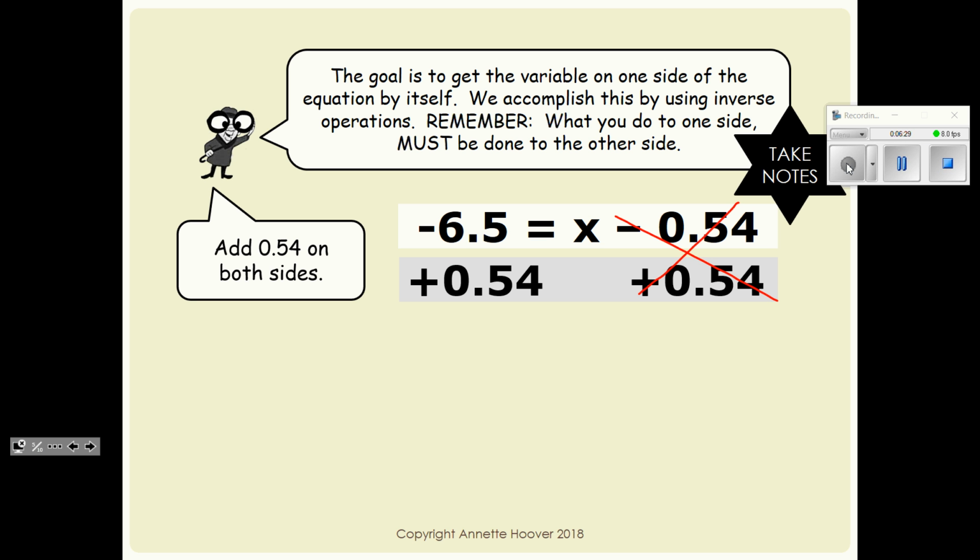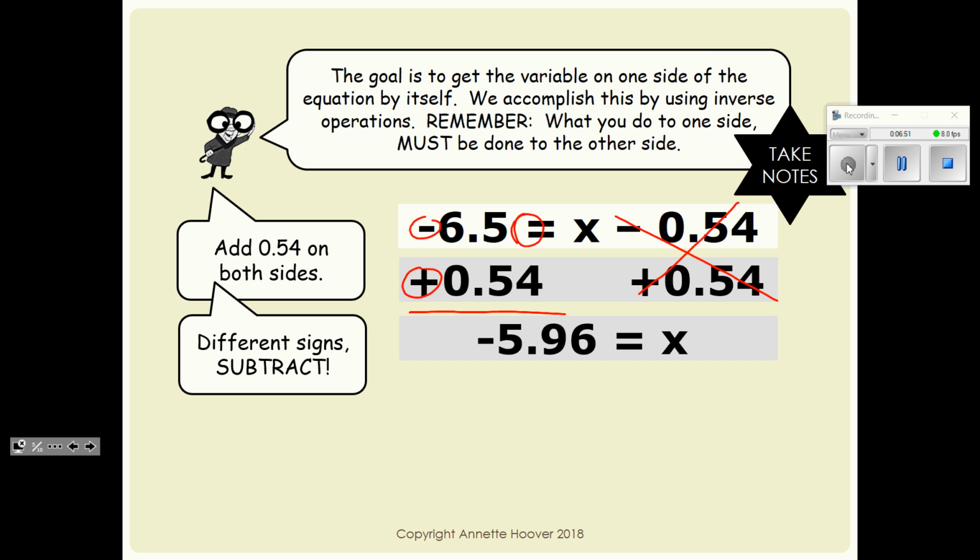We have a negative 6 and 5/10, which is the same thing as 50 hundredths, plus a 54 hundredths. So one is negative, one is positive. Different signs, subtract. When we subtract 6 and 5/10, or 6 and 50 hundredths, minus 54 hundredths, we get a negative 5 and 96 hundredths, because remember, we keep the sign of the one with the greatest absolute value. So we think the unknown number x is a negative 5 and 96 hundredths.